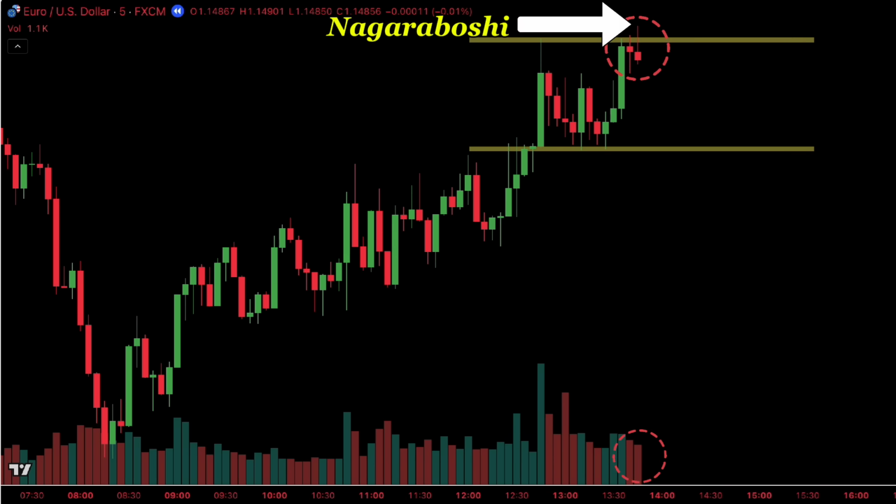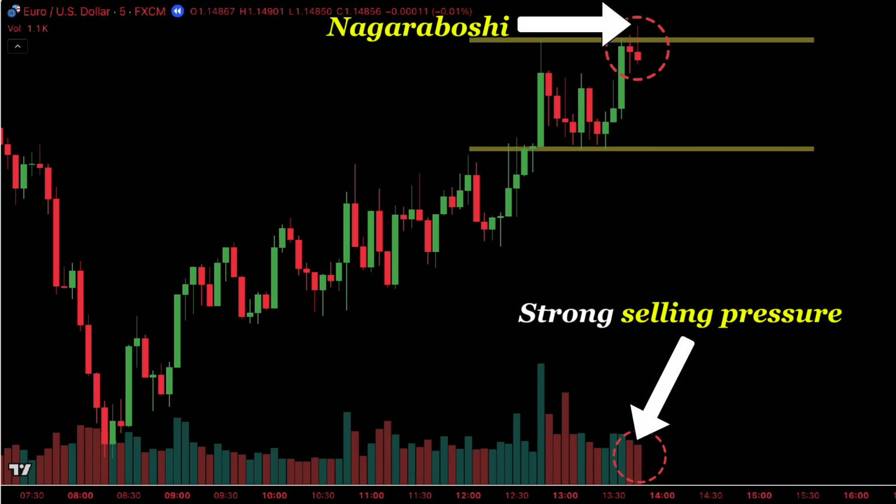We also have the volume, which is very important. As you can see, the volume shifts to red, signaling strong selling pressure. This indicates that sellers entered the market immediately after the upthrust, providing a clear confirmation of a potential bearish move.